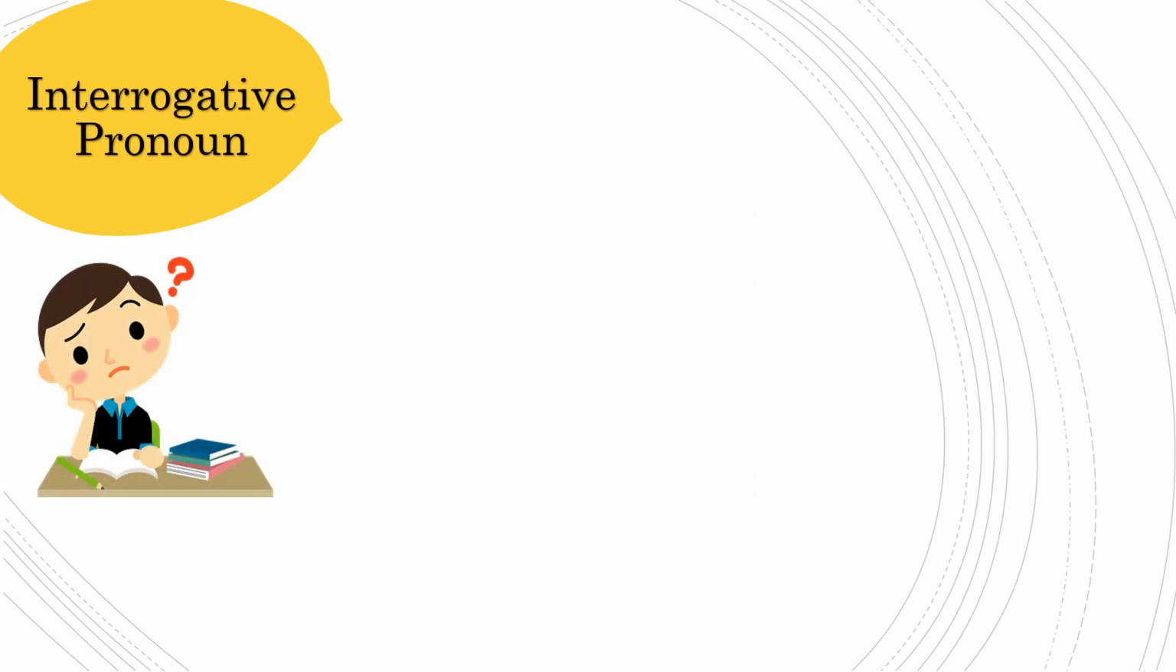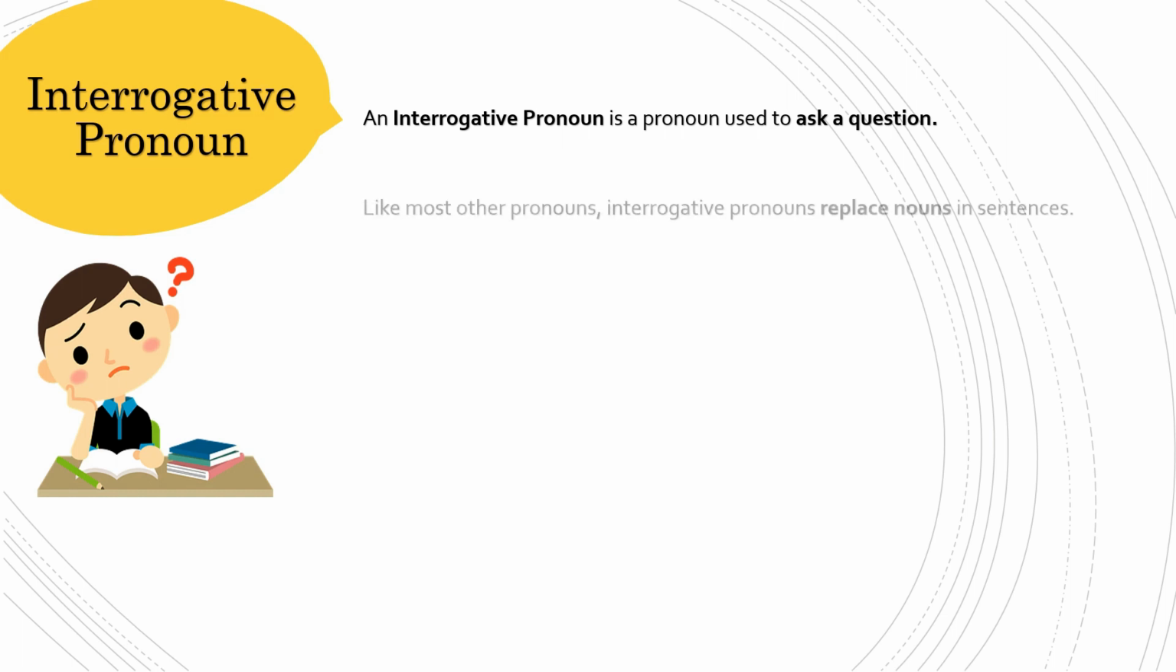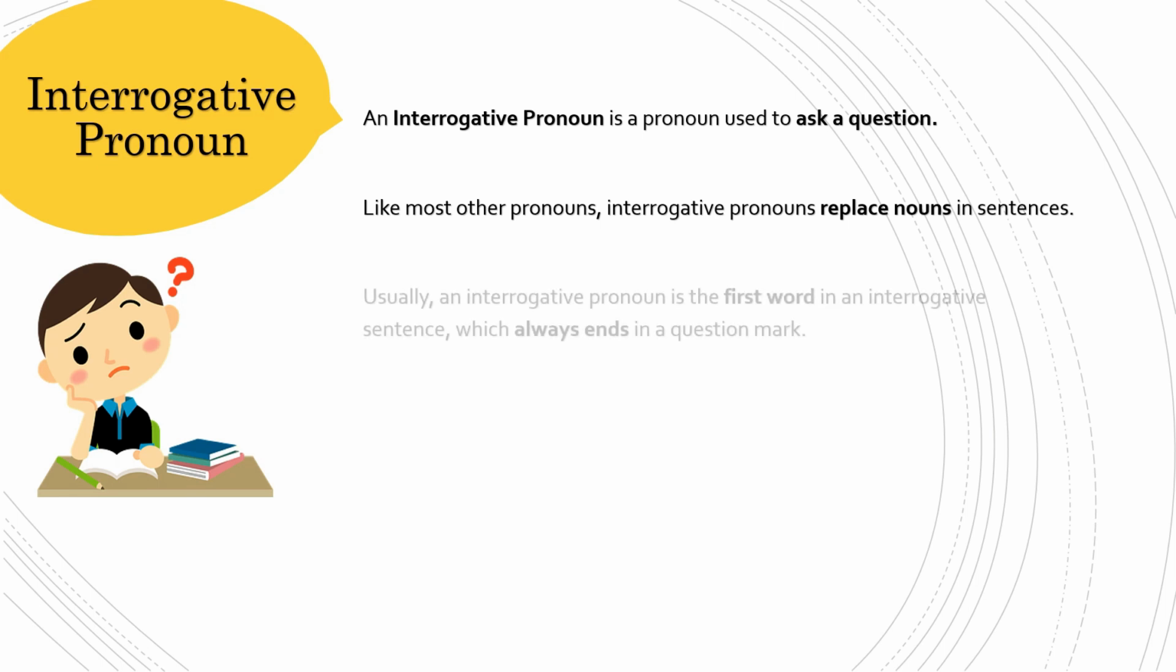Interrogative pronoun. An interrogative pronoun is a pronoun used to ask a question. Like most other pronouns, interrogative pronouns replace nouns in sentences. Usually, an interrogative pronoun is the first word in an interrogative sentence, which always ends in a question mark.